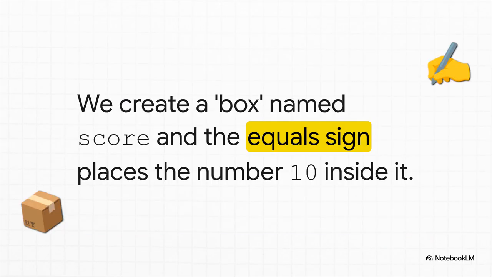So this is what that looks like in the code. We're creating a box called score, and that single equal sign isn't asking a question, it's an instruction. It means put the value 10 into the box named score. From now on, anytime we mention score, Python knows we mean the number 10.